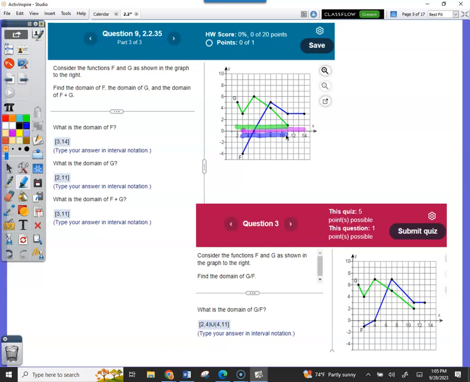Notice like 13 is allowed in purple. Well, if it's not allowed in green, it can't be in the addition of them. 2 is allowed in green, but it's not allowed in purple, so it can't be in the addition of them. Okay?